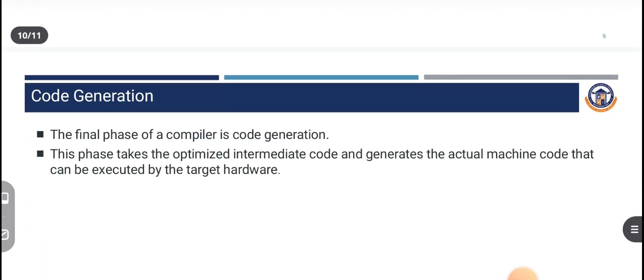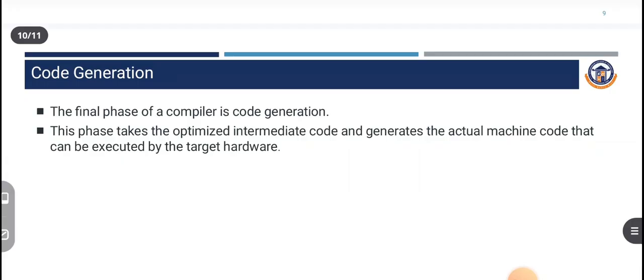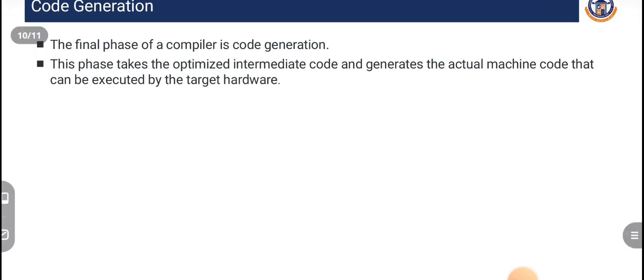The next phase of the compiler is the code generation. This is the final phase of the compiler. This phase takes the optimized intermediate code and generates the actual machine code that can be executed by the target hardware. Some compilers directly convert the high level language program into a machine level language program, zeros and ones. Other compilers convert the high level language program into an assembly level language program, and then using the assembler translator, it is converted into low level or machine level language. So finally it is displayed as zeros and ones, the machine understanding format, as the output after completing the code generation.